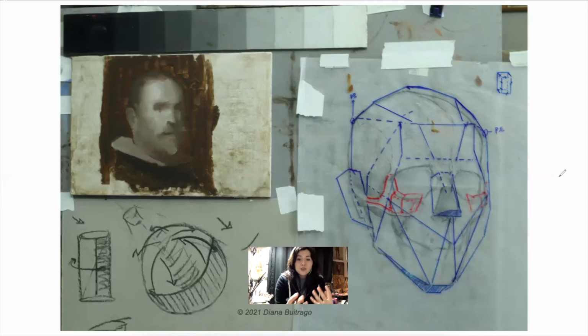Now remember, value studies are supposed to be just studies. They're not supposed to get very finished, or they're not supposed to look like a finished little painting. This is very broad. It's based on planes, so it's based on the relationship of values on these planes of the head.